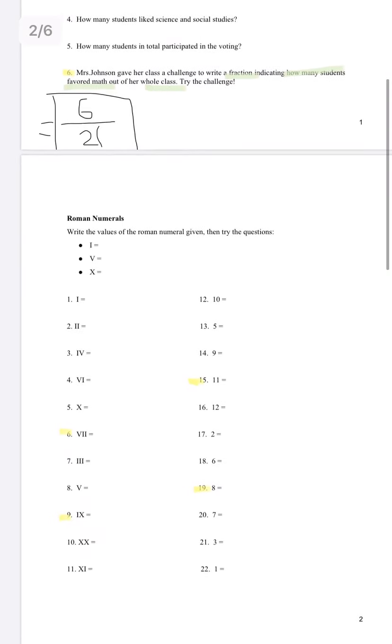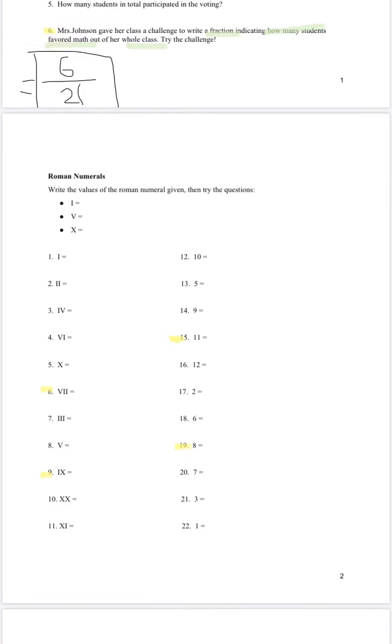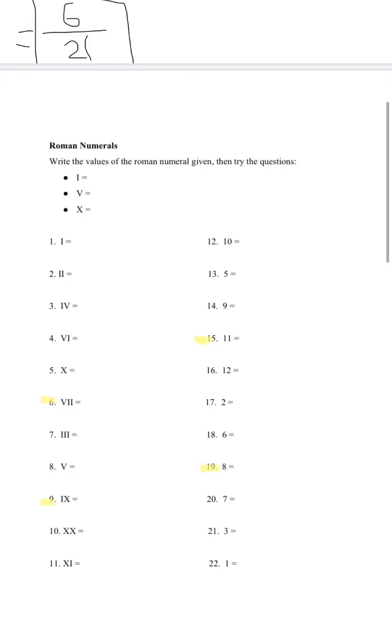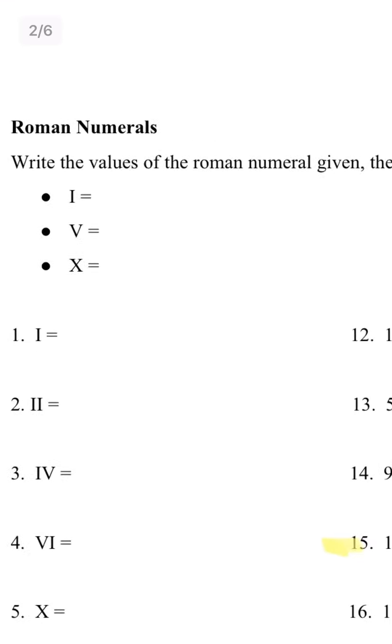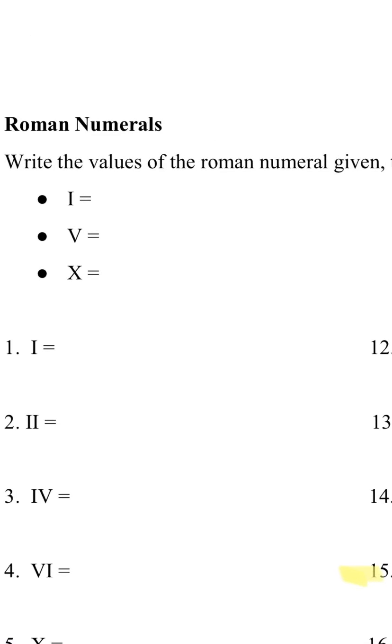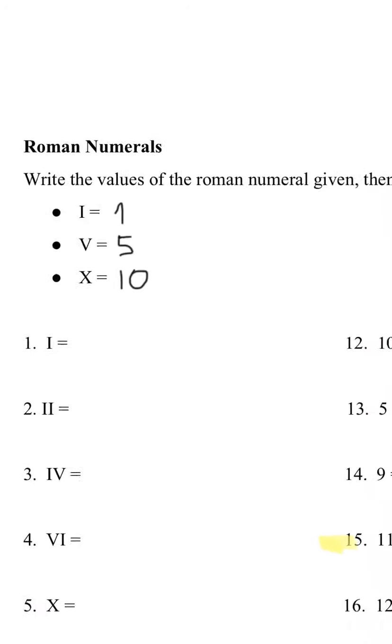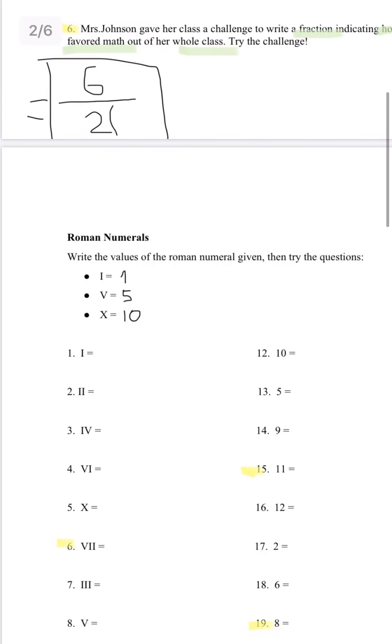Let's move on to Roman numerals. So it says, write the values of the Roman numeral given, then try the questions. Well, the I represents 1, the V represents 5, and then the X represents 10. Okay, so let's go ahead and try the questions.